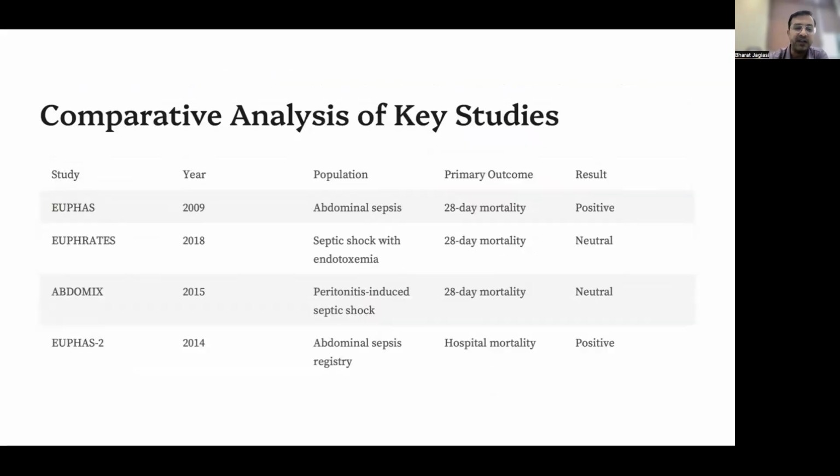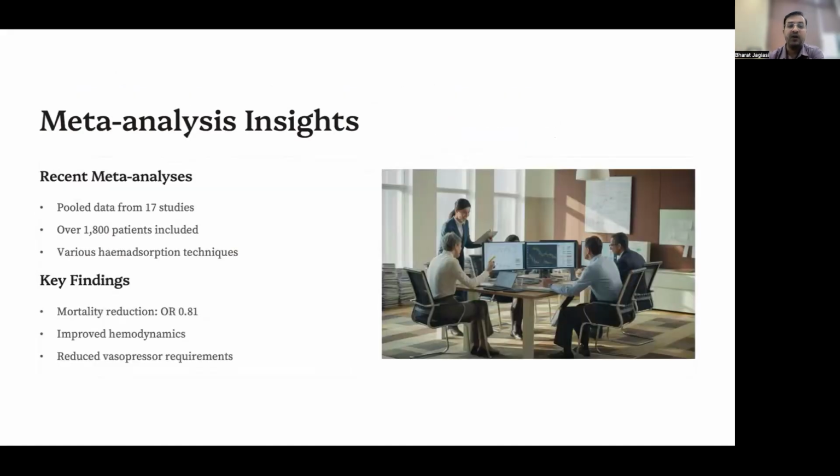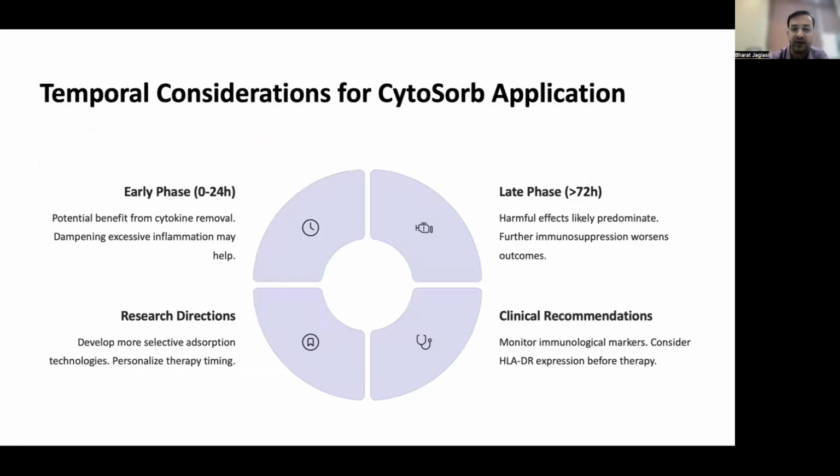So comparatively, among these studies, EUPHAS and EUPHRATES-type analyses showed positive outcomes, but EUPHRATES and Abdomix had neutral outcomes. When we talk about the meta-analysis, which pooled data from 17 studies including these, more than 1,800 patients were included. It showed mortality reduction, hemodynamic improvements, and reduced vasopressor requirement.